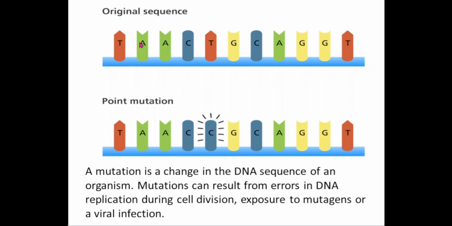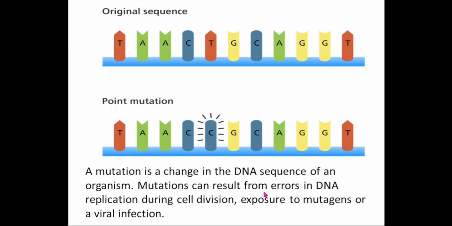For example, the original sequence of DNA or the nucleotides is here T, A, A, C, T, and so on. Then when there is a point mutation or gene mutation, let's say T not changed, A not changed, A not changed, C no change. Here is T, but here it is C. Okay, this one is mutated. T, the nitrogenous base thymine, is replaced by cytosine. So this is the change. So it is a mutation. A mutation is a change in the DNA sequence of an organism.